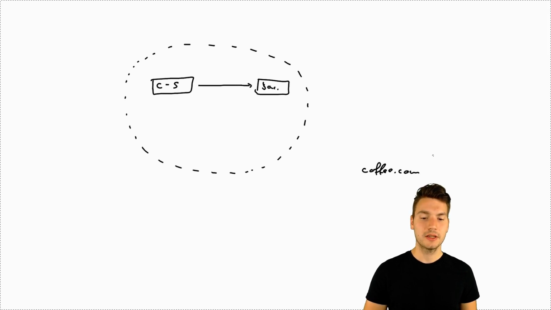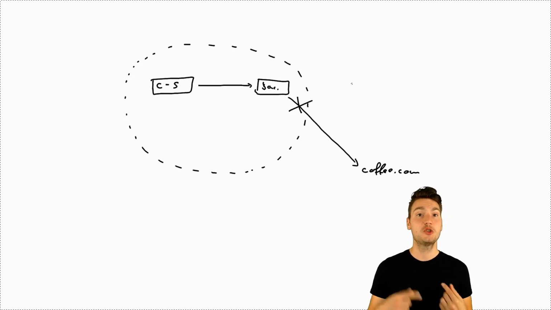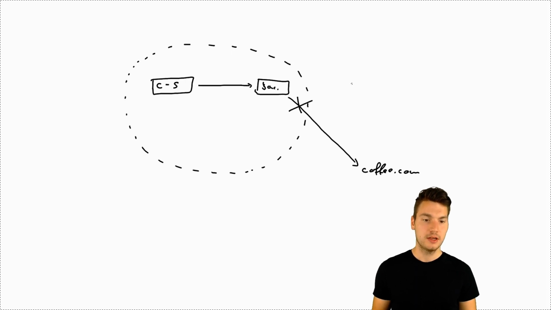Now, if we would simply invoke coffee.com, that is not possible. This would not work. The Istio proxies do not route any traffic that is not known to the service registry. So that is the reason why, again, we have to define our coffee.com external service to our service registry. And we do so by applying these service entries.